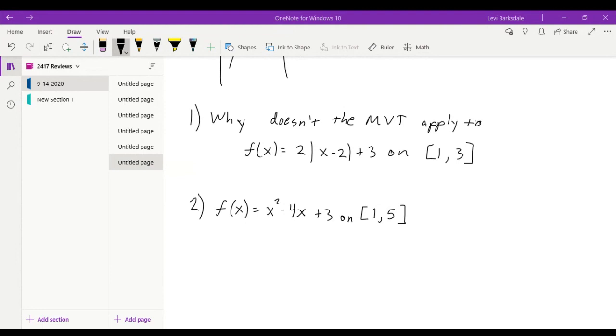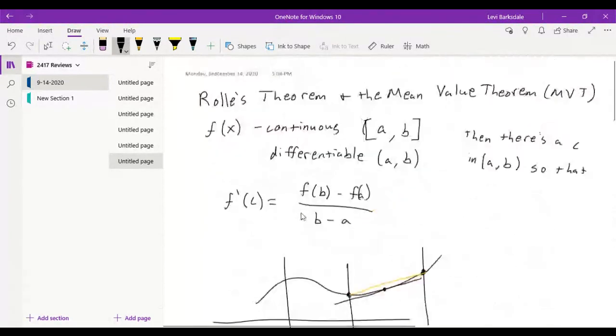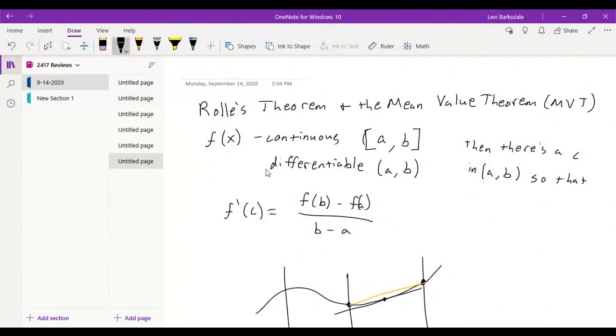Oh, right, we've got the absolute value function, so that's going to make a pointy end, right? So because it's pointy, it's not smooth. We've got a sharp turn, and because we've got a sharp turn, it's going to be not differentiable at that point, and that doesn't satisfy the second condition that it has to be differentiable. So that is why we can't apply the mean value theorem.